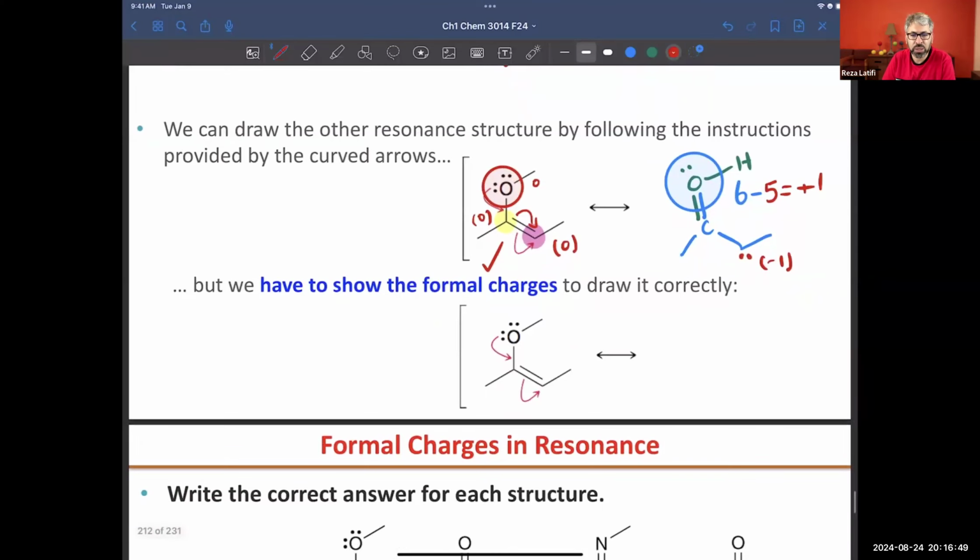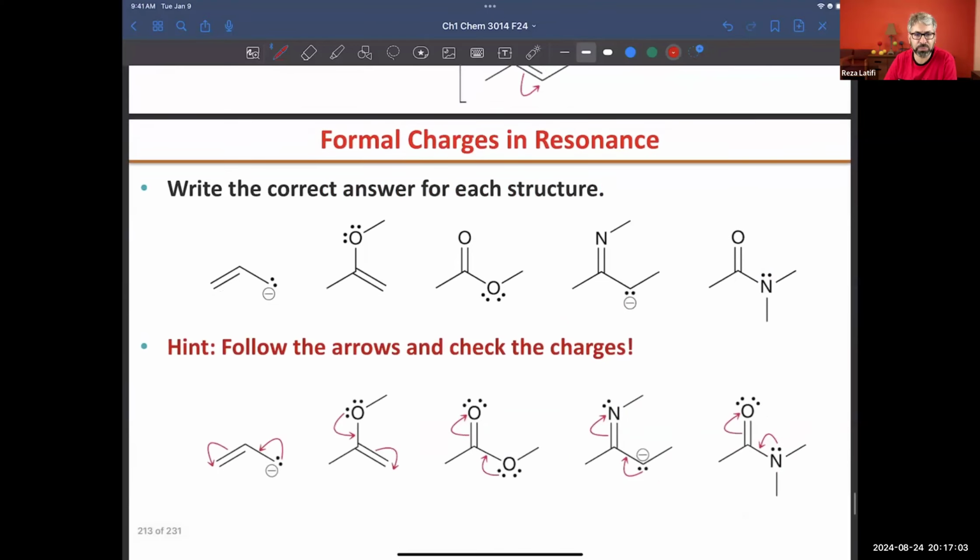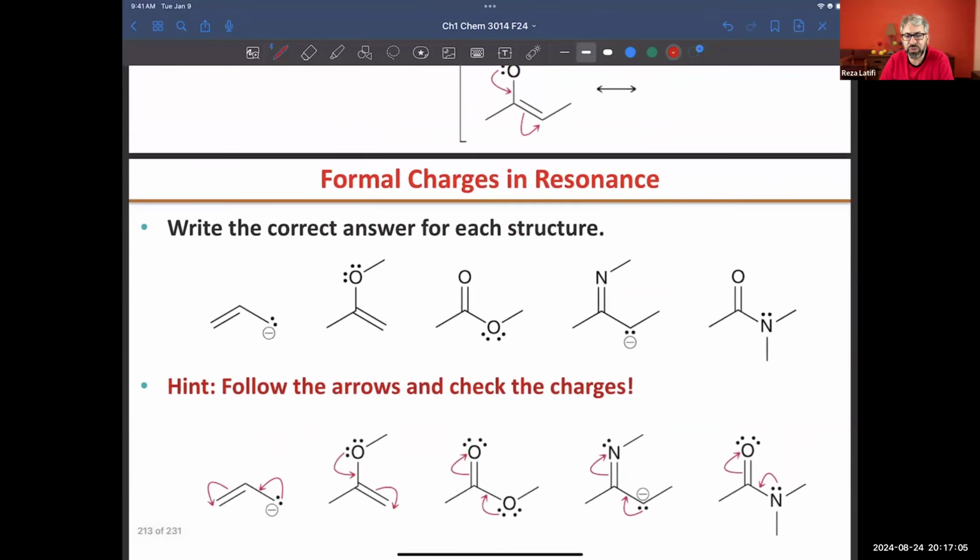Another example. This is the same as the top one. It's actually a copy paste of the top one, and I already wrote the answer for it. But we have a couple of examples here, and we have 5 of them, and I'm going to show you what's going to be the correct answer for each one.